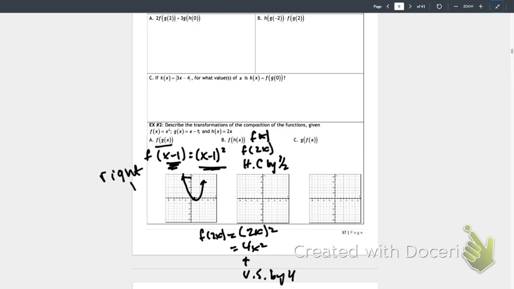G of f of x, that means that you're taking the g function and you're plugging in x squared. So into the g function, you're going to replace its x with x squared, and you're going to subtract 1 from it. So that transformation is basically that you're just squaring it. So that would end up giving you a parabola where it's been shifted down 1 from the original parent function of y equals x squared.